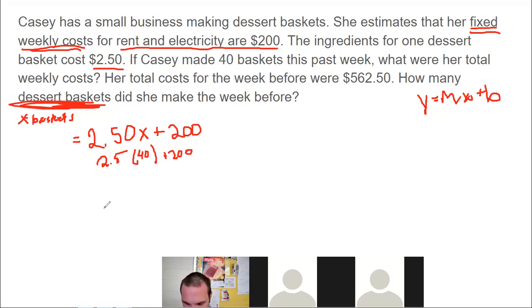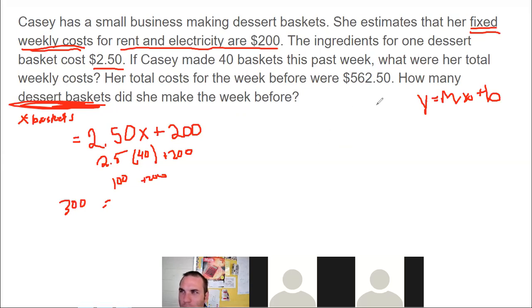Okay. Let's see. Is it 90 plus 200? Is it 290? 2.5 times 40 equals 100, plus 200. No, it's 300. So this is 100 plus 200, and this is equal to 300. All right, so the first question, if Casey made 40 baskets, what is her total weekly cost? It's $300.